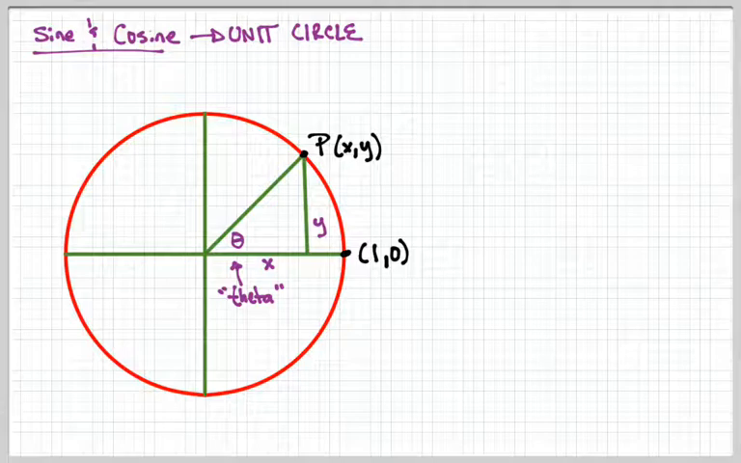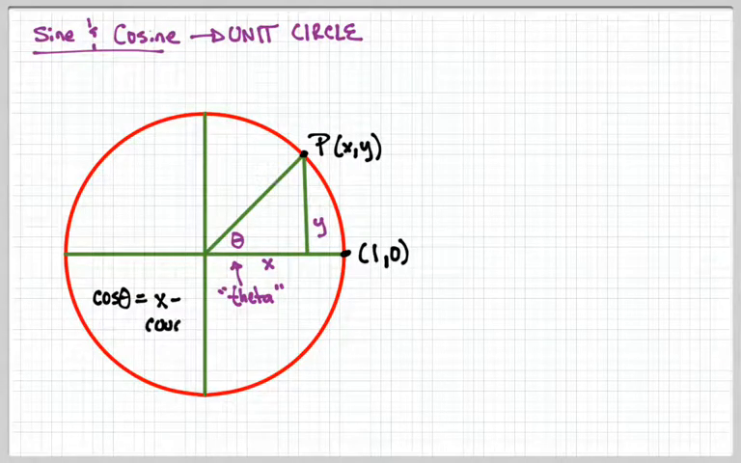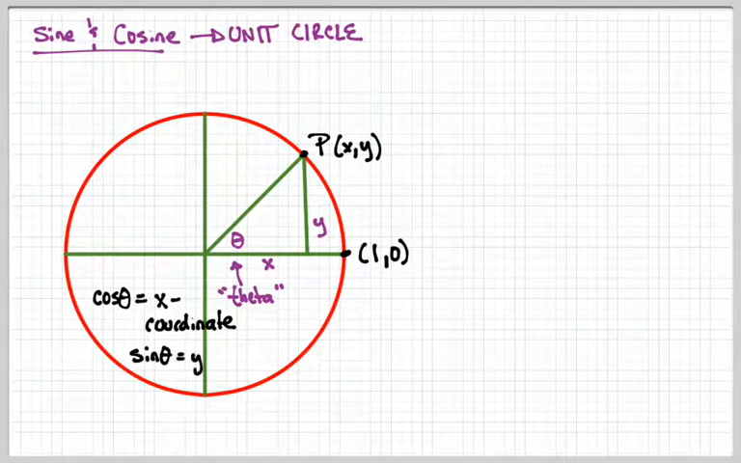You just learned two things. We derived two things. We figured out that cosine of theta is equal to x, your x-coordinate, right? And then we figured out sine of theta is equal to your y-coordinate.